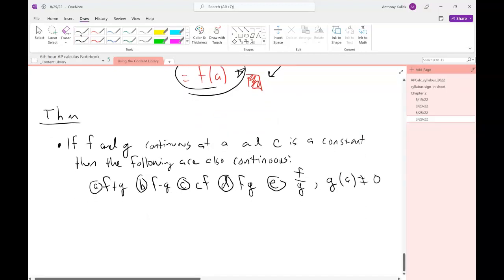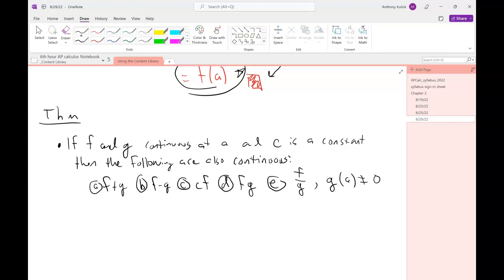So what do we have here? The sum of continuous functions is continuous. The difference of continuous functions is continuous. A scalar multiple of a continuous function is continuous. The product of continuous functions is continuous. The quotient of continuous functions is continuous, provided that the denominator is not equal to zero at that value of x. Really nice, right?